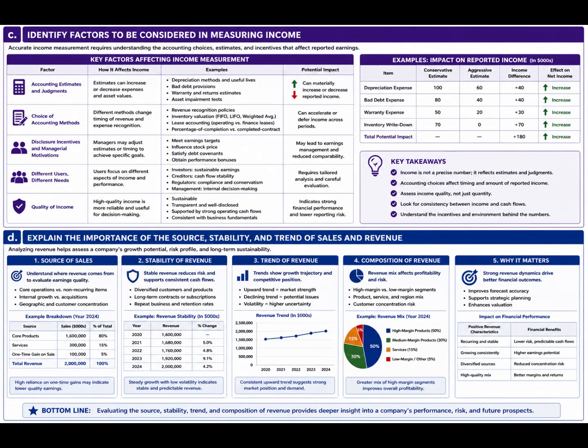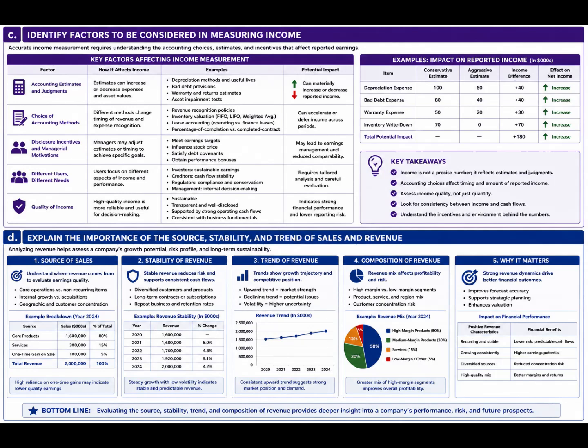Different users have different needs. Investors may focus on sustainable earnings, creditors on cash flow stability, and regulators on compliance, requiring careful evaluation of reported income quality. High-quality income is sustainable, transparent, and supported by strong operating cash flows.